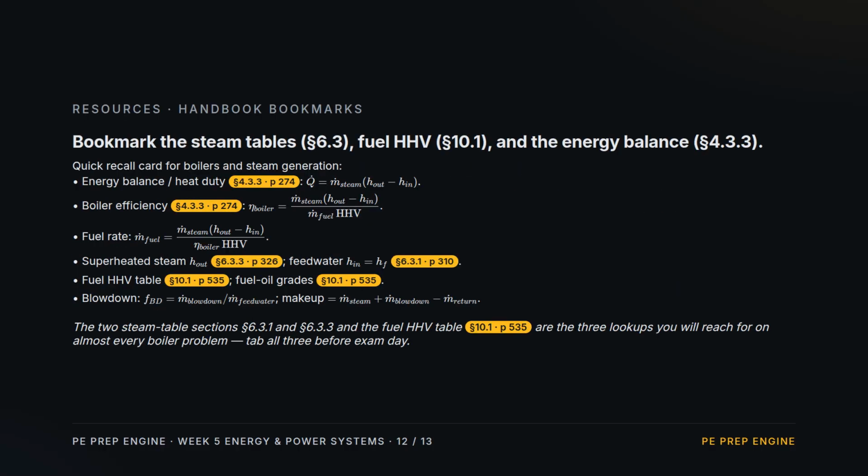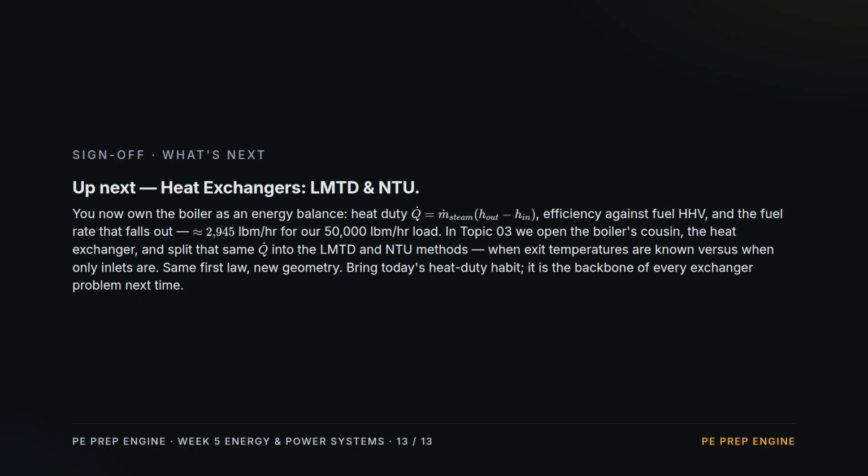Bookmark the boiler pages. The energy balance, heat duty equals steam flow times the enthalpy rise. Boiler efficiency and the fuel rate rearrangement. The superheated steam table for H out and the saturated table for feed water. The fuel heating value table with fuel oil grades on the next page, and the blowdown and makeup relations. The 2 steam tables and the heating value table are the 3 lookups you'll reach for on almost every boiler problem. Tab all 3.